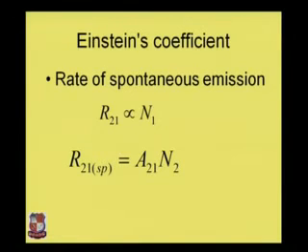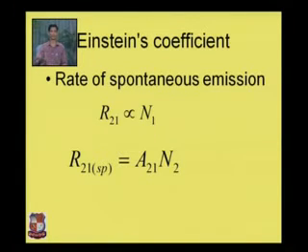So the rate of spontaneous emission is the number of electrons which are coming from the excited state to the ground state without any external force.